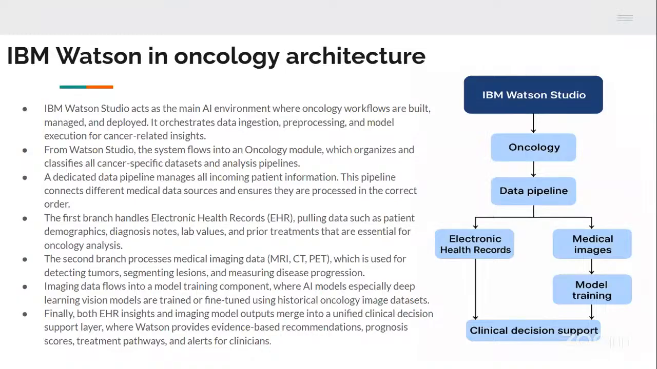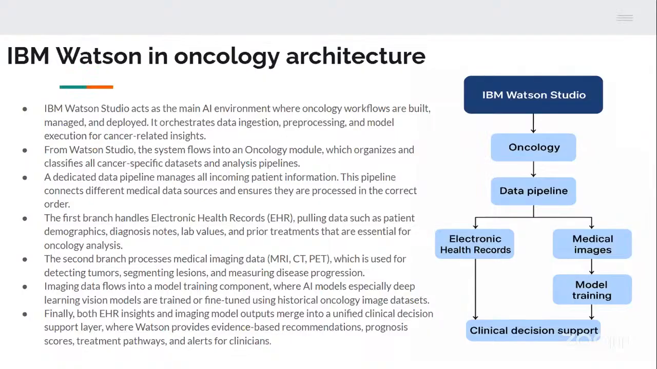This pipeline is connected to electronic health records and different medical data sources, and ensures they are processed in the correct order. The electronic health record contains patient demographics, diagnosis notes, lab values, and previous medical histories, which is essential for oncology analysis. The other branch consists of MRI scans, CT scans, and PET scans, which are used for detecting the tumors, segmenting lesions, and measuring the disease progression.